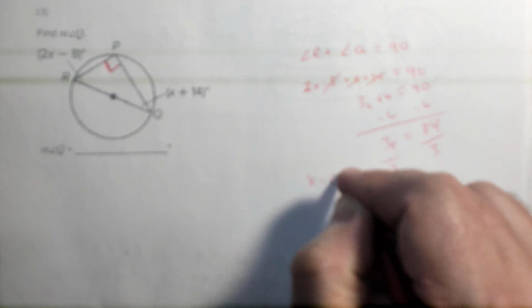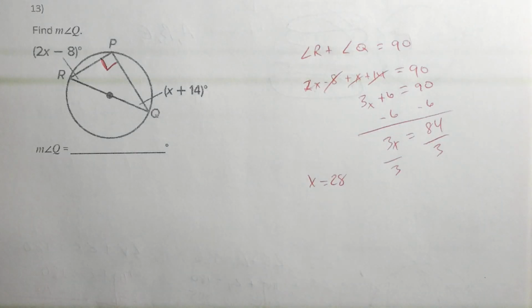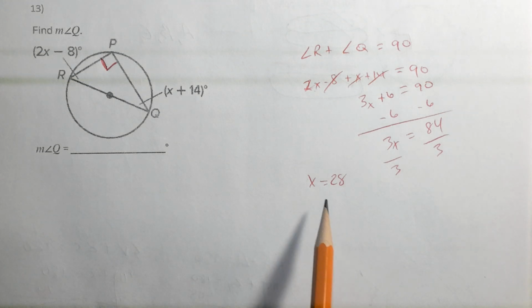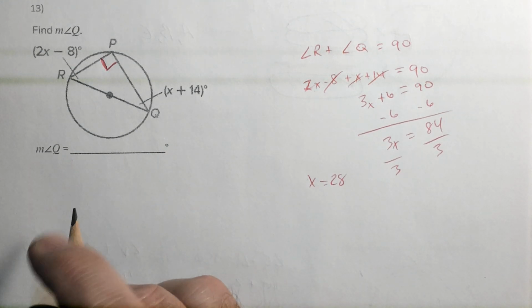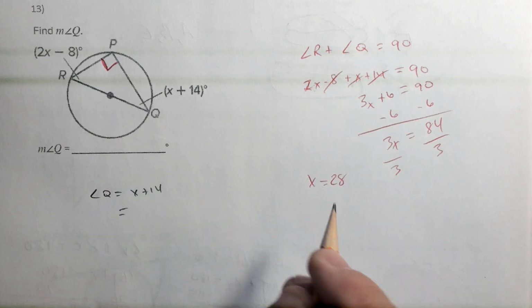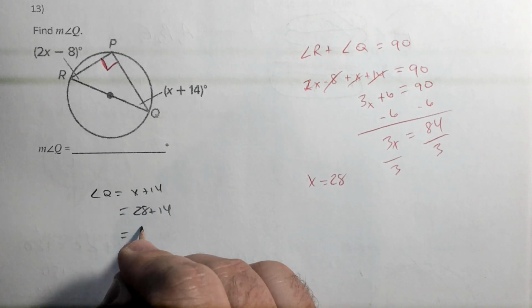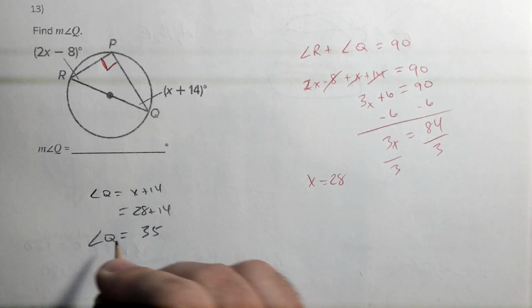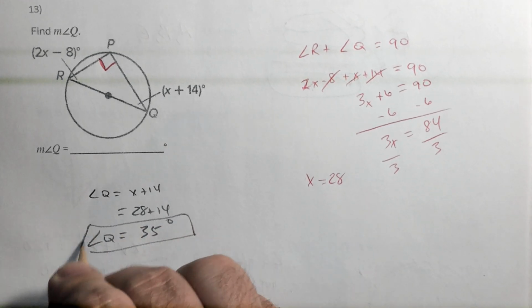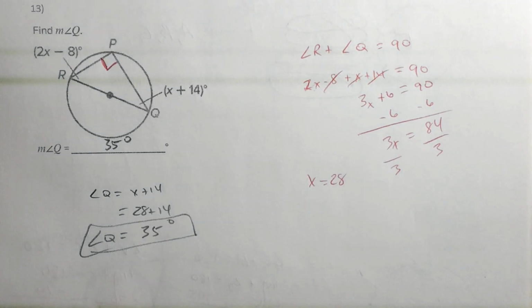X equals 28. Sorry, so aggravating. Alright, so if this equals x, we want angle q. Angle q equals x plus 14. X in this case equals 28, so 28 plus 14 means that angle q is equal to 35 degrees. Well, there's the degree, but you guys get it.